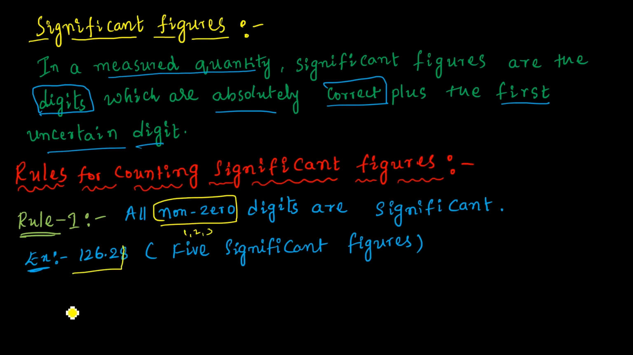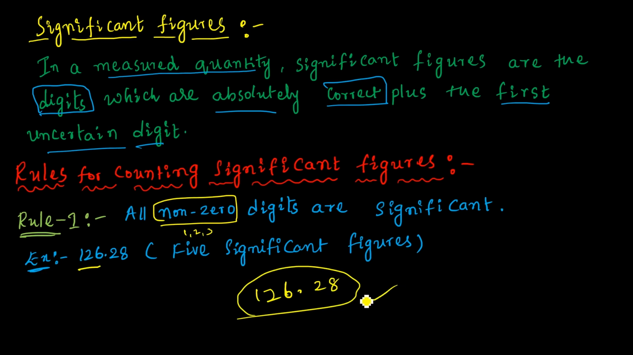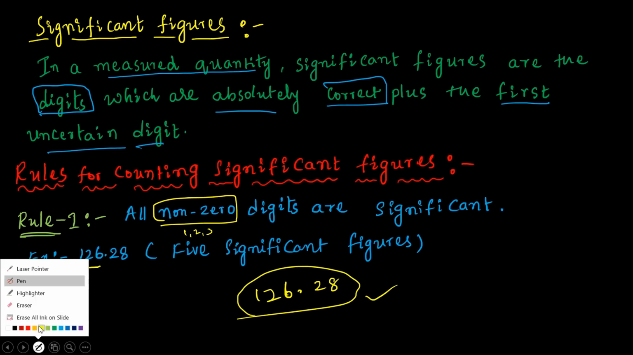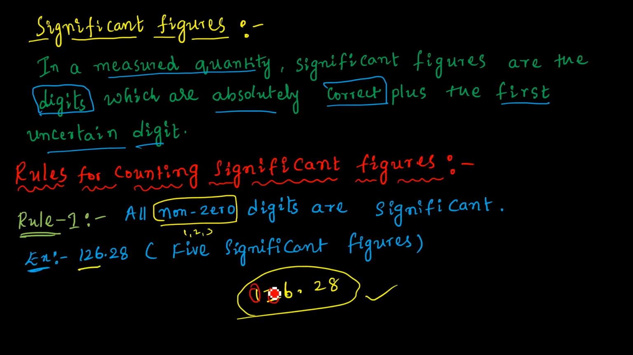Suppose you take an example here, 126.28. There is no zero here, so these are all significant figures. See here how many are there? 1, 2, 3, 4, 5. So 5 significant figures are there. This is one rule.